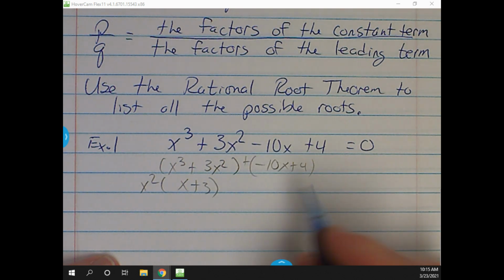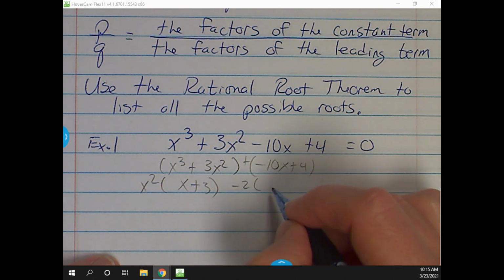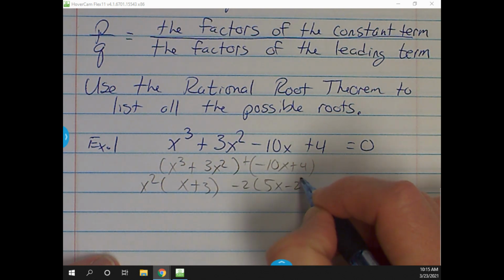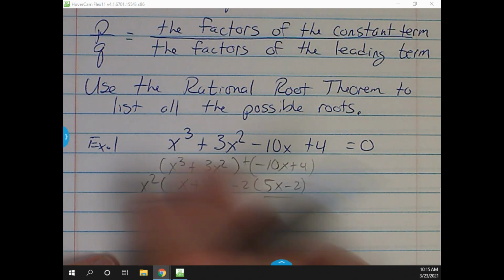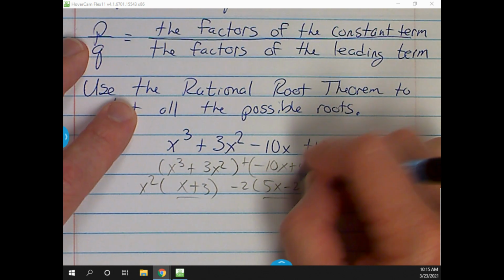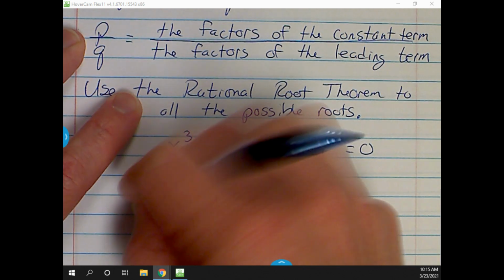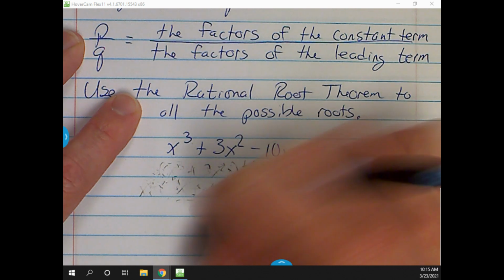You've got negative 10x plus 4. You can take out a negative 2, which leaves you with 5x minus 2. So you can see that these 2 things aren't the same, not even close. So factor by grouping is not going to work, because that's what we've always looked at. So here's the problem: we've got this where factor by grouping doesn't work. So this is out. We have to have a backup plan.